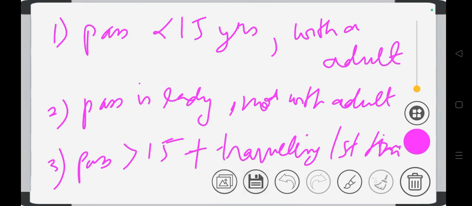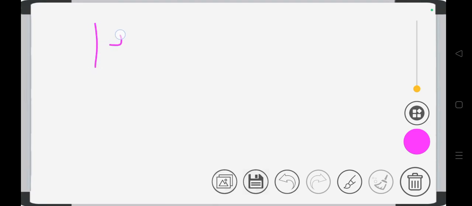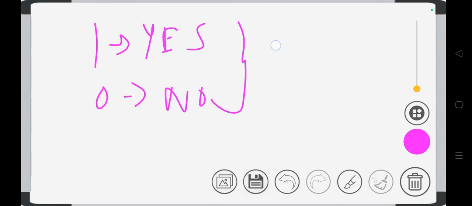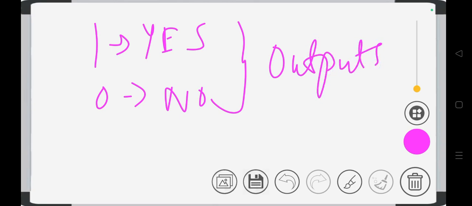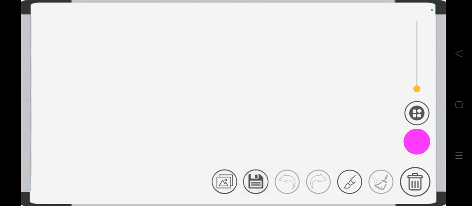So guys, in these three criteria only, we will be having a possible output of 1 which says yes, and 0 which says no, and these two will be our outputs, either 1 or 0. But how we will be forming our outputs is that we will be forming based on these three criteria. And proceeding further, we have these four inputs as well.